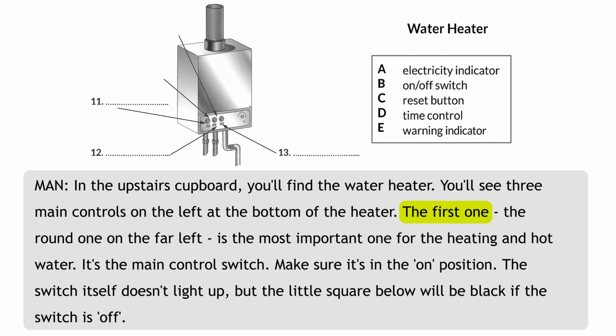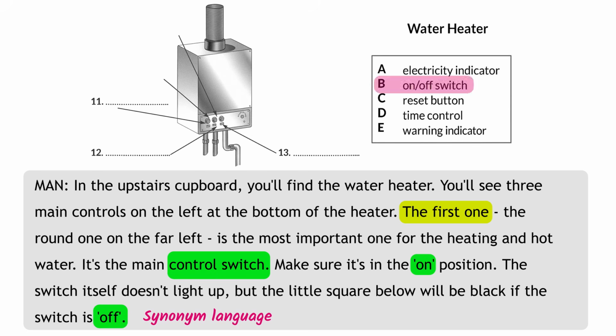It's the main control switch. So it's a control switch. Again, nothing more, so we should listen more. Make sure it's in the on position. The switch itself doesn't light up, but the little square below will be black if the switch is off. So we know that this is the synonym language used here, all right? It's the switch, on and off switch. So for number 11, it's on and off switch.